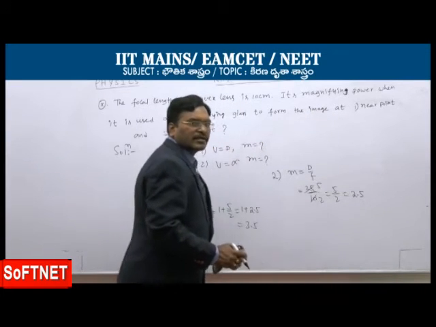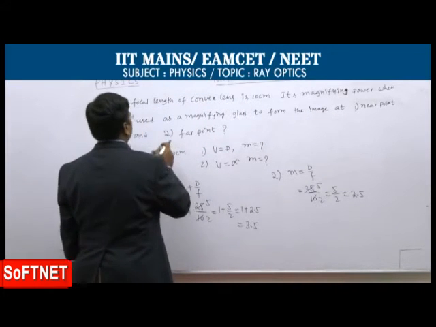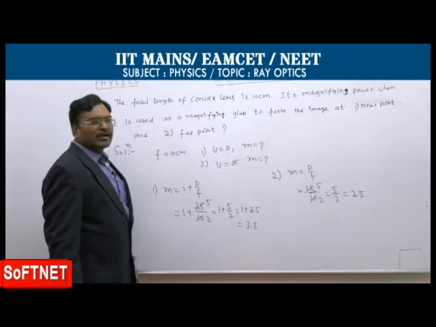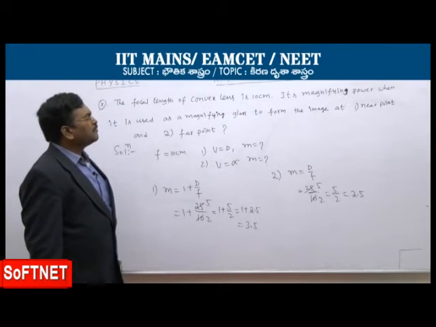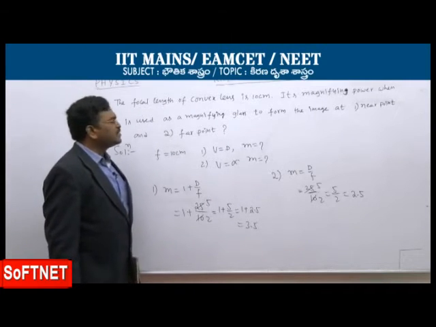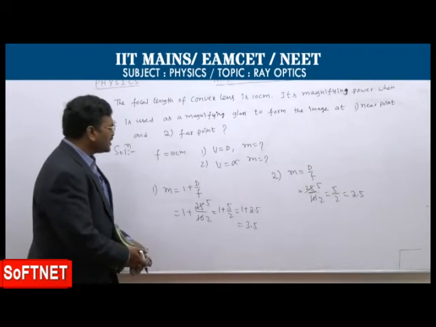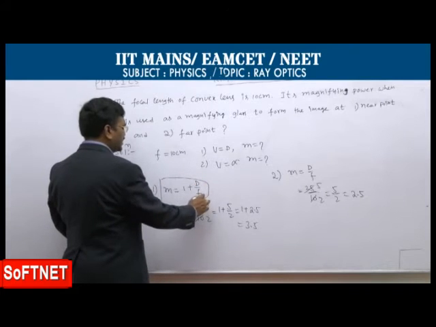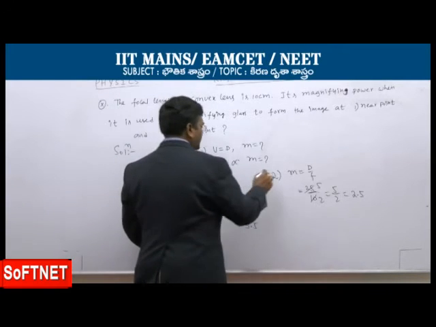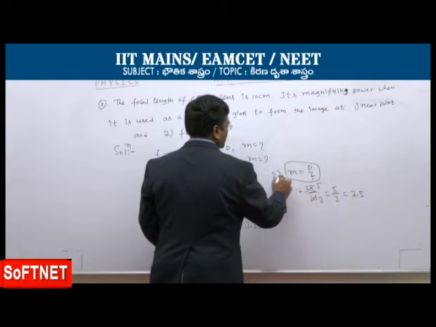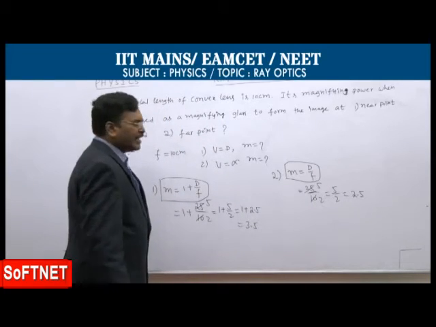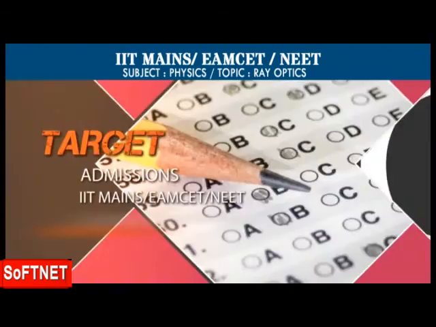Is it clear? Focal length given. What is the question now? Magnifying power when it is used as a magnifying glass to form the image at near point and far point. Directly you remember this formula. Image forms at near point, M is equal to 1 plus D by F. Image forms at far point, M is equal to D by F. Note down.